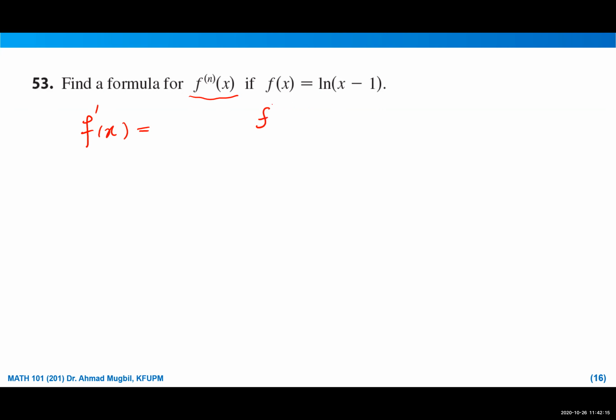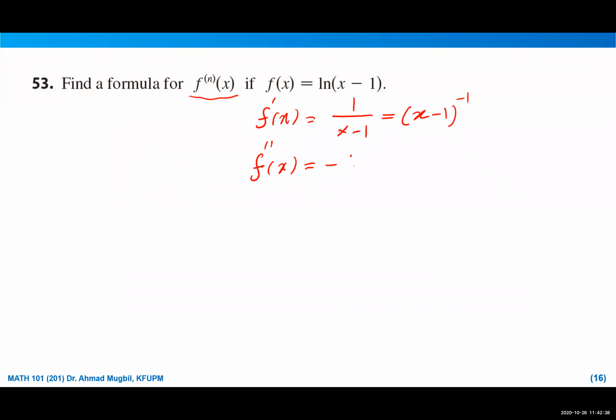Simple. What is f prime? It is 1 over x minus 1. No. Clearly. So now to find the second derivative, guys, it is better to have this in the power rule, instead of the quotient rule. So I will write the first derivative as x minus 1 to the power negative 1. Now when I differentiate, it will be easier for me.